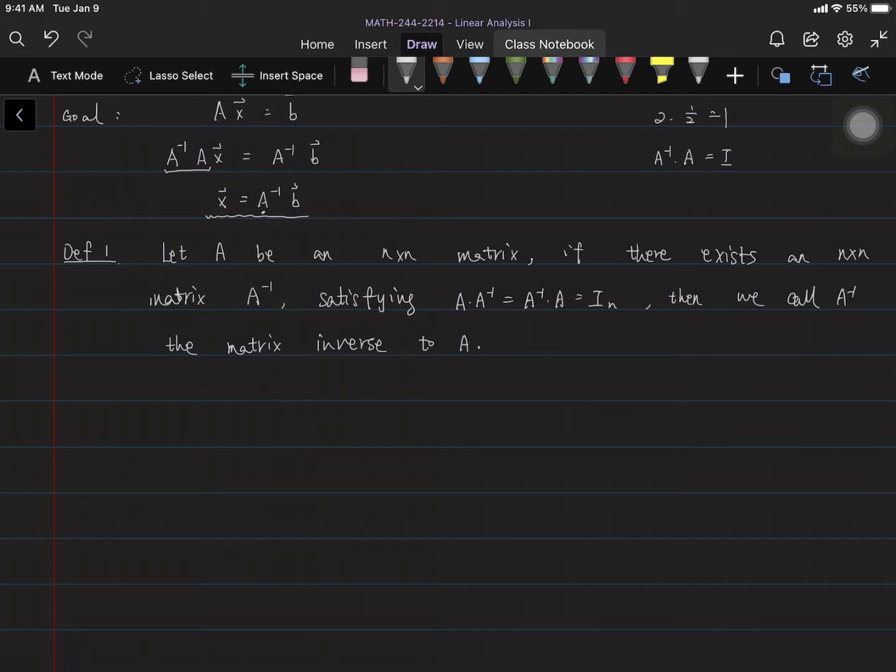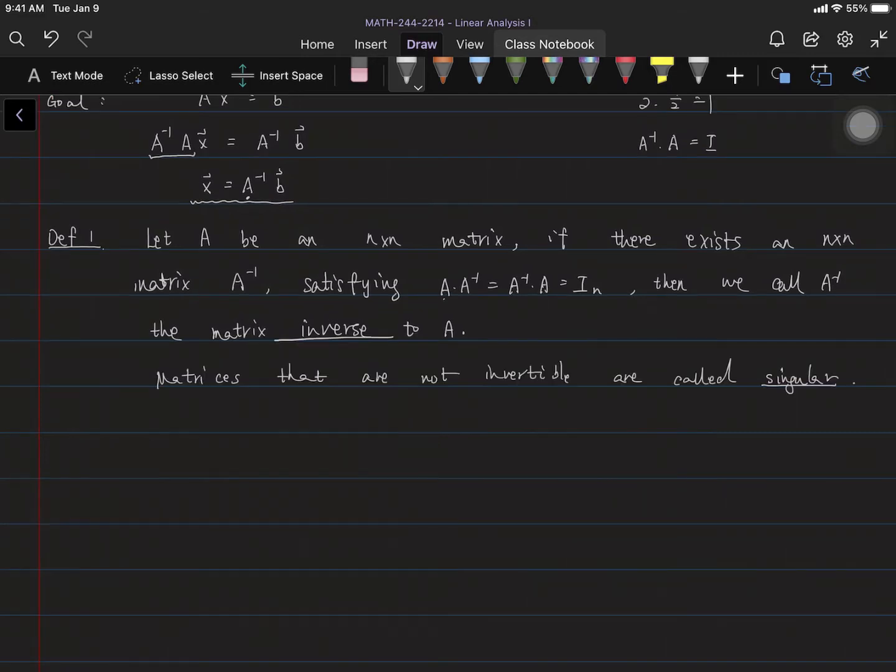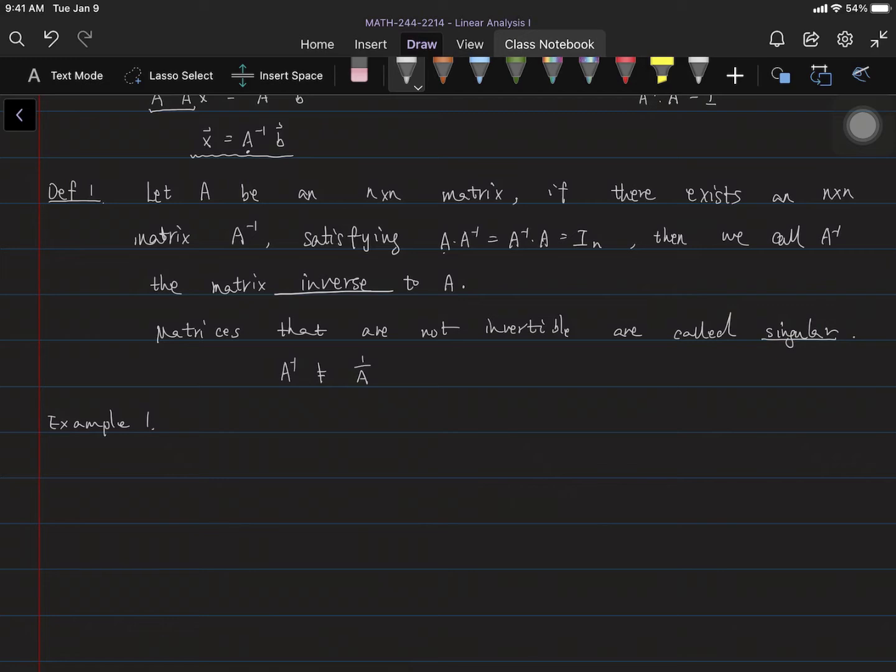It has to be n by n because we need to multiply by A on both sides, so that's why it has to be n by n. And the matrices that are not invertible are called singular. So that's just the definition for the inverse and the non-invertible matrix. Okay, and now let's take a look at an example to see the meaning of the inverse matrix. Be careful, the inverse doesn't equal 1 over A. We don't do this. For matrices, we don't have division.